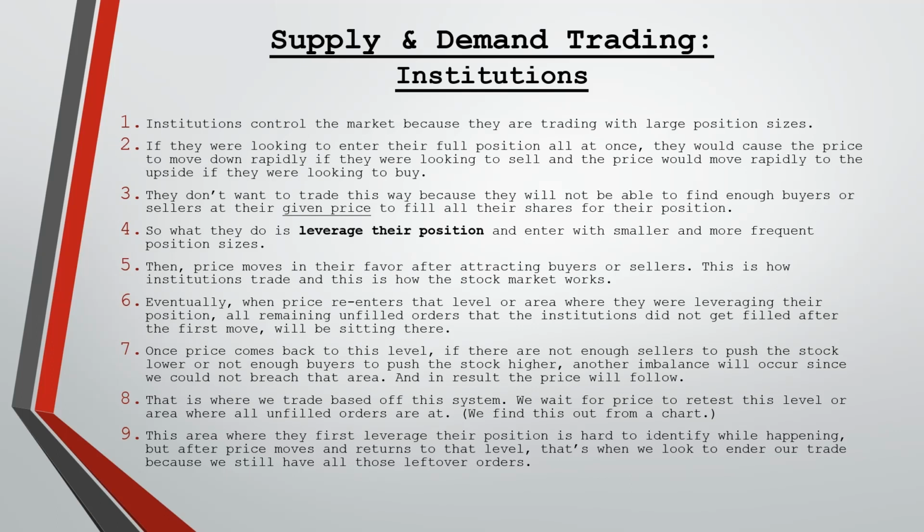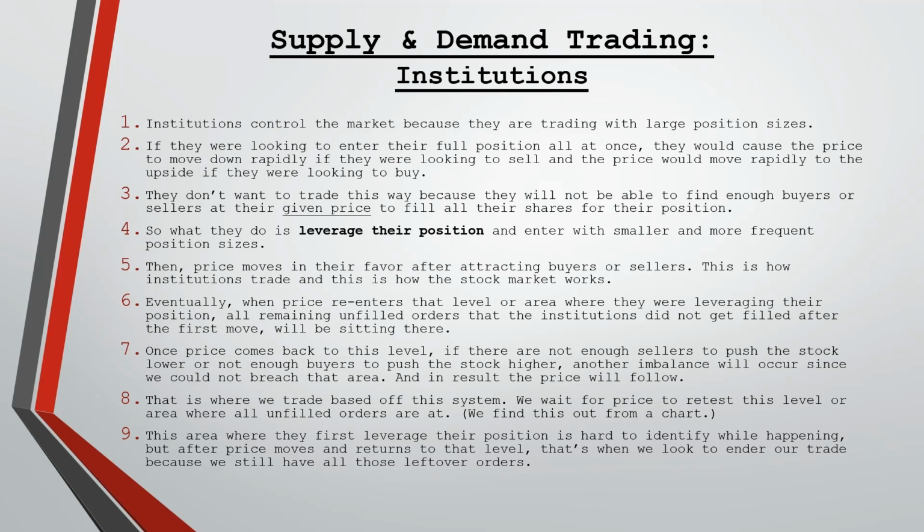So step 6 is once price re-enters that level where they did leverage their position, all remaining unfilled orders, this is what's important, is the unfilled order aspect. So all the remaining unfilled orders that these institutions did not get filled originally will still be sitting there, right? They use limit orders. Limit orders do not get filled until someone market orders in and someone is willing to pay that price or better. So their limit orders will still be sitting there, and what they do is they attract sellers there for another imbalance, and an imbalance will occur if there's not enough sellers to breach this level. And in result, it's going to bring price higher as it did before, right? So this is the area where we trade.